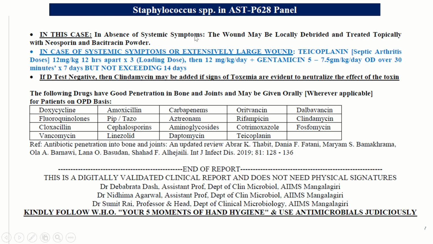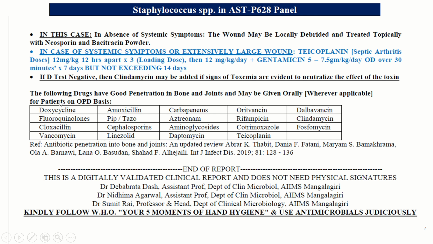In this case, what we've done is that we are giving Teicoplanin septic arthritis doses of 12 milligram per kg, 12 hours apart. 3 loading doses are given because it is a bone and joint infection. It takes time for the antibiotic to reach the actual site of the infection. So we are giving 3 loading doses followed by 12 milligram per kg as a BD dose, along with gentamicin 5 to 7.5 milligram per kg OD dose.